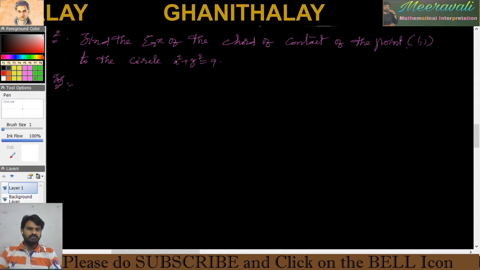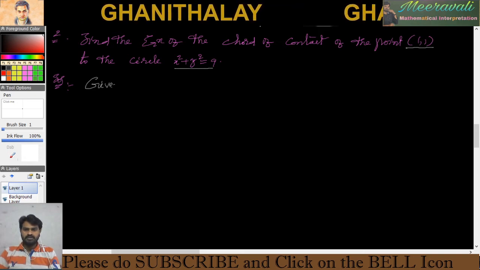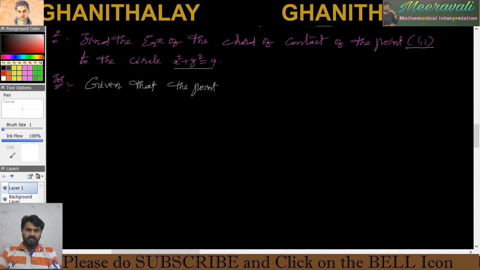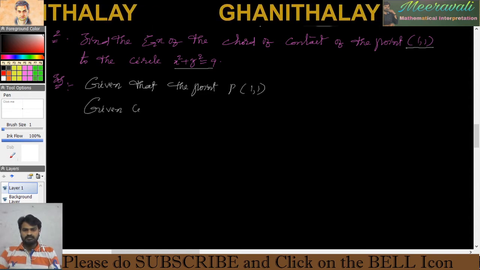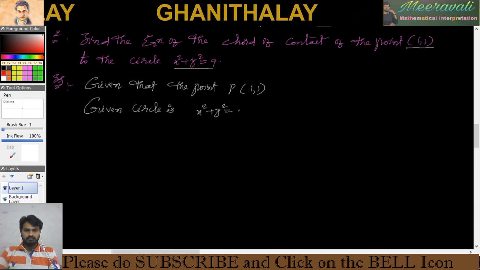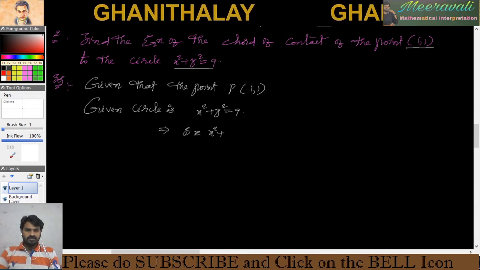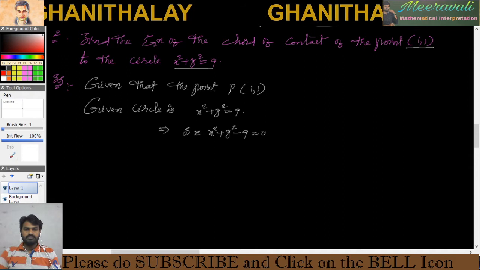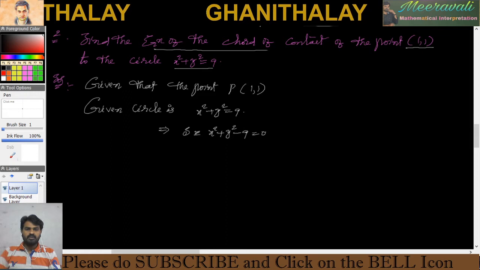First we have to write what is given. Here we have a point and a circle. First you should write, given that the point can be taken as P(1,1). Next, given circle: the circle can be considered as x square plus y square minus 9, taking the constant from right to left. Now we are going to find the equation of the chord of contact.